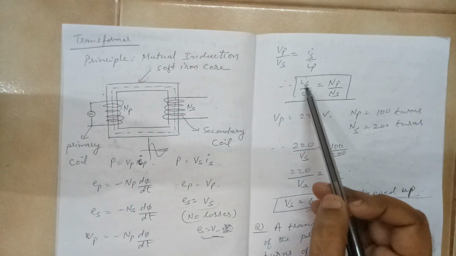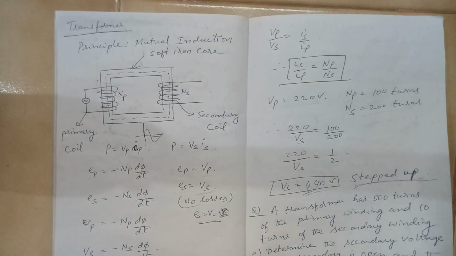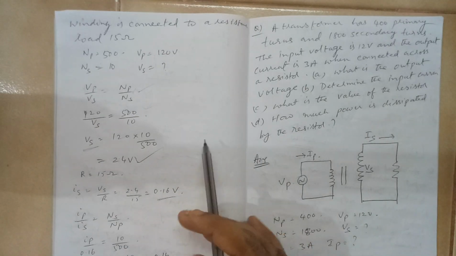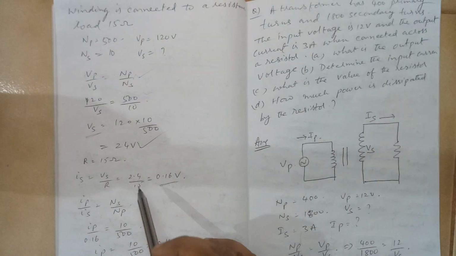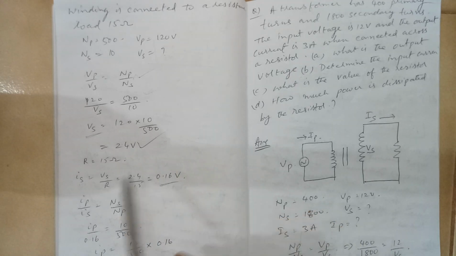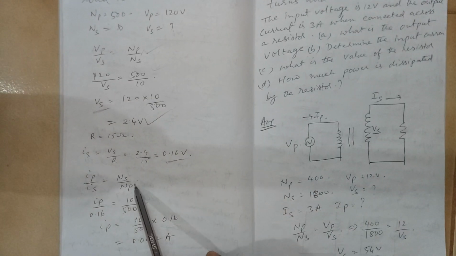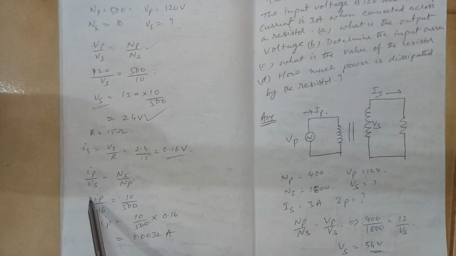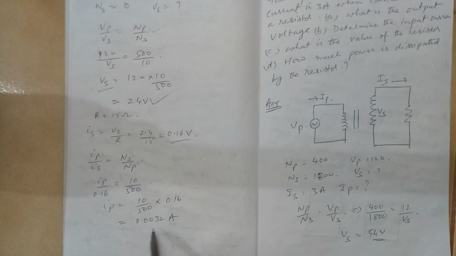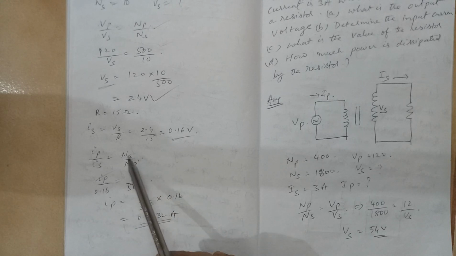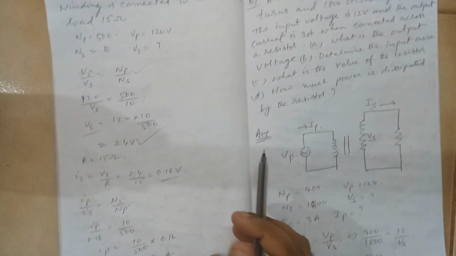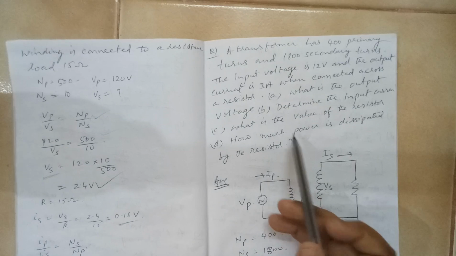Once you get the Is value, you have this equation: Is by Ip is equal to Np by Ns. Np by Ns is also called the transformer factor. So Ip by Is is equal to Ns by Np. Here we need to find out Ip. You can get the Ip value, you get 0.0032. Let's move to the next one.